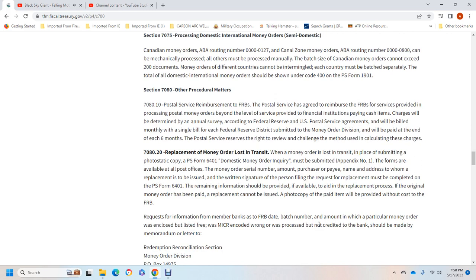780-10, Postal Service reimbursement of Federal Reserve Banks. The Postal Service has agreed to reimburse the Federal Reserve Banks for the service provided in processing postal money orders beyond the basic level. Service is provided with the financial institution payment. Paying cash item charges will be determined by the annual service according to the Federal Reserve.